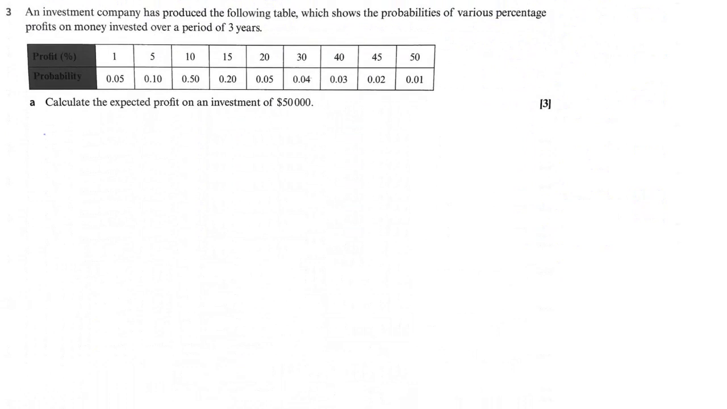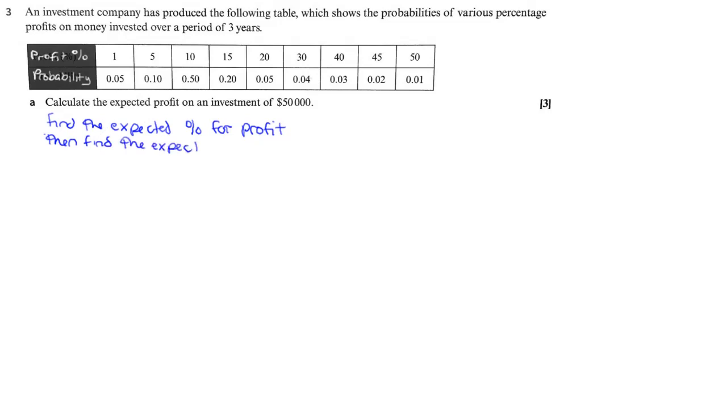In problem number 3, we've got an investment company, and they've got this table about profit percent and the probability of each profit percent happening. And this has happened over a period of 3 years, and they want us to calculate the expected profit on an investment of $50,000. Now the first thing is we have to find the expected percent of profit, and then we're going to multiply that times the $50,000 to find out what kind of profit we could expect on $50,000.